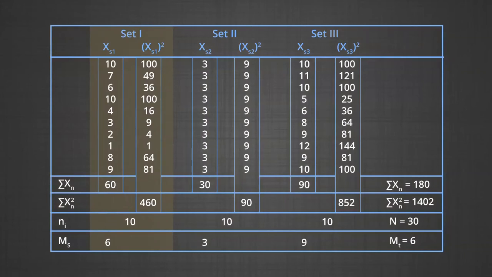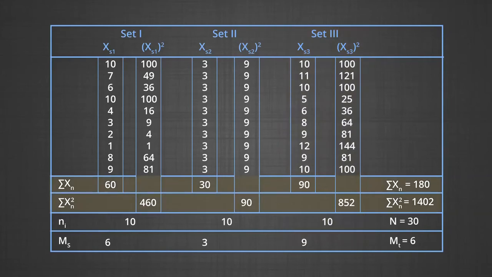Set 1 has the scores shown as x1, and after that we have the x squares, that is, each score squared. Then for set 2, we have the x's like 3, 3, 3, 3, 3, 3 all through, and then we have their squares under the column x square: 9, 9, 9, 9, 9, 9, 9, etc. And then under set 3, again we have the raw scores as x3, and then their squares as x3 square.